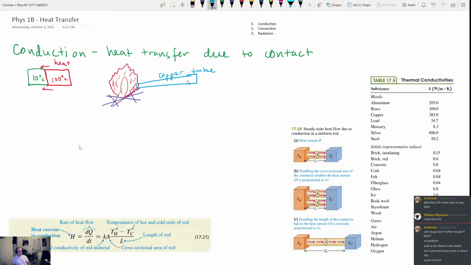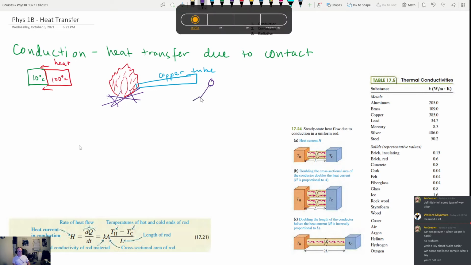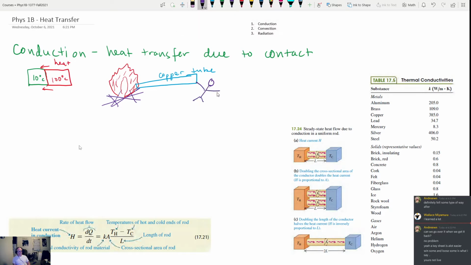So when you place one end of the metal in the fire here, and here's you over here holding this object, you're holding it, okay? And you're holding it in the fire, so your hands are touching right here. So what's going to happen to this copper tube? When you stick the copper tube in the fire, what's going to happen? It'll heat up, and then the heat will transfer through the copper tube, and then it'll eventually reach you.